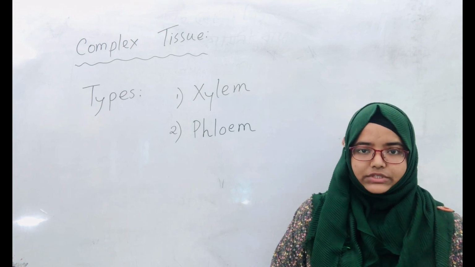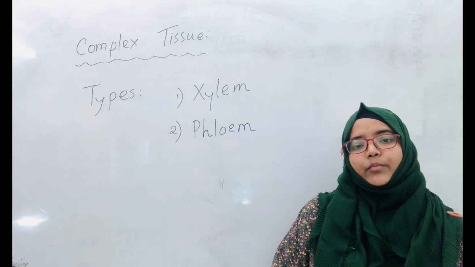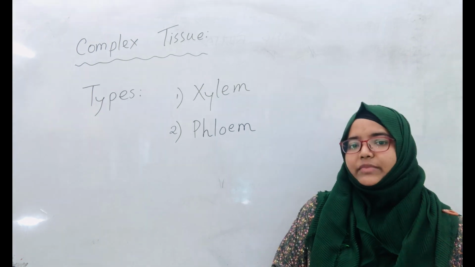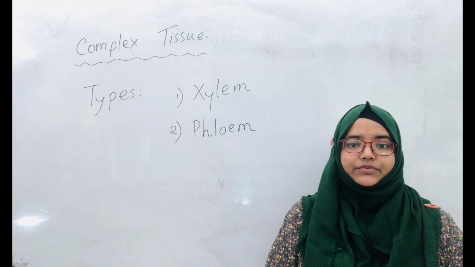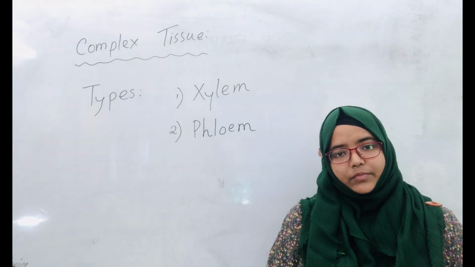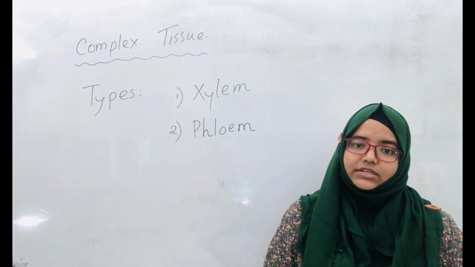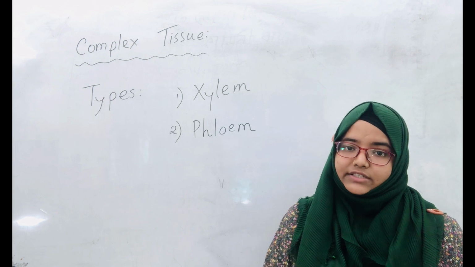Complex tissues are those tissues which are composed of mainly more than one type of cell. Complex tissue actually helps to transport or conduct water, minerals or prepared food from one place to another place of plant. That's why complex tissue is sometimes also called conducting tissue.